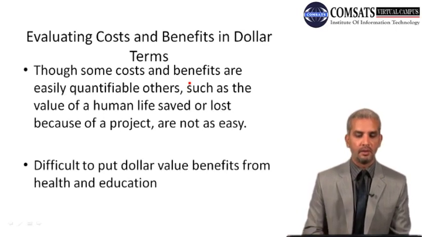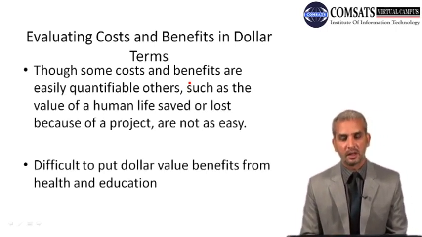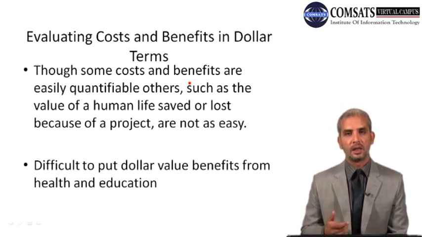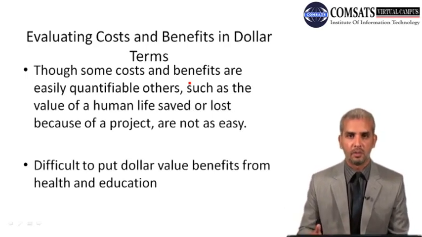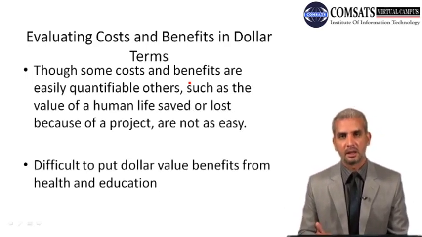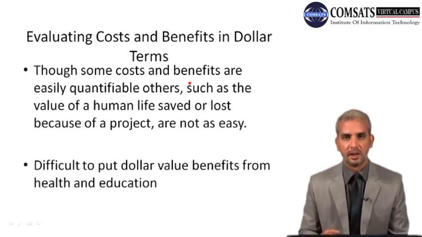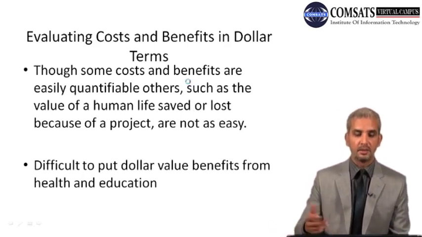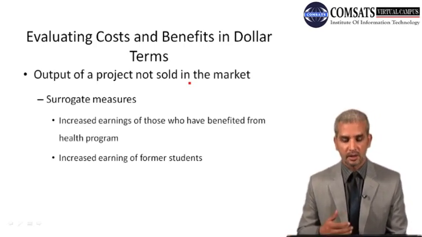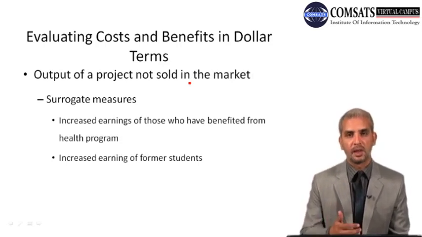Then we came to evaluating, in other words putting a dollar value or price tag on costs and benefits. There are some costs and benefits which are difficult to tag. For example, what would be the value of human life? I said we would discuss that later, and try to find methods by which we can put a price tag on that. It is also difficult to put a dollar value on benefits from, for example, health and education. When such projects are not sold in the market, the difficulty is how to put a price tag on them.